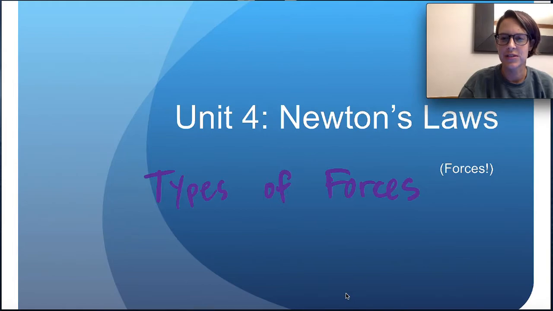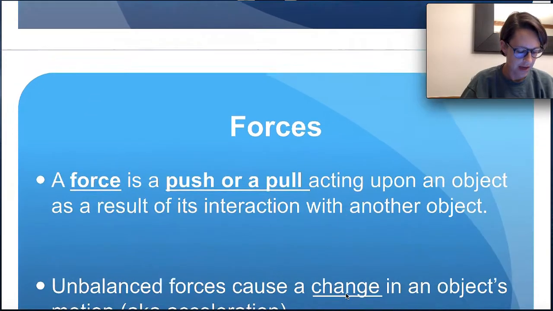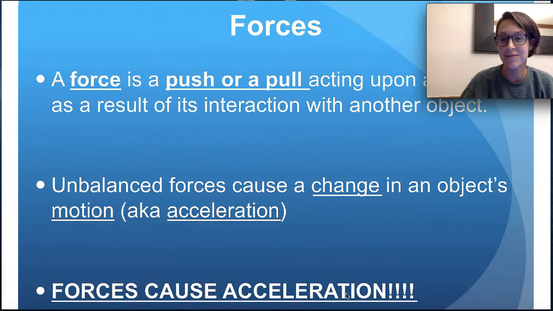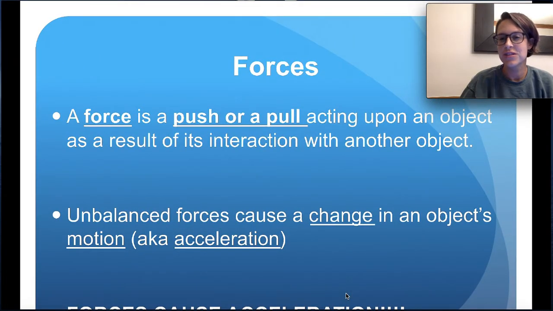Through types of forces today. So first we probably need to define forces. A force is just a push or pull, and that push or pull will act on one object. They can be balanced or they can be unbalanced.